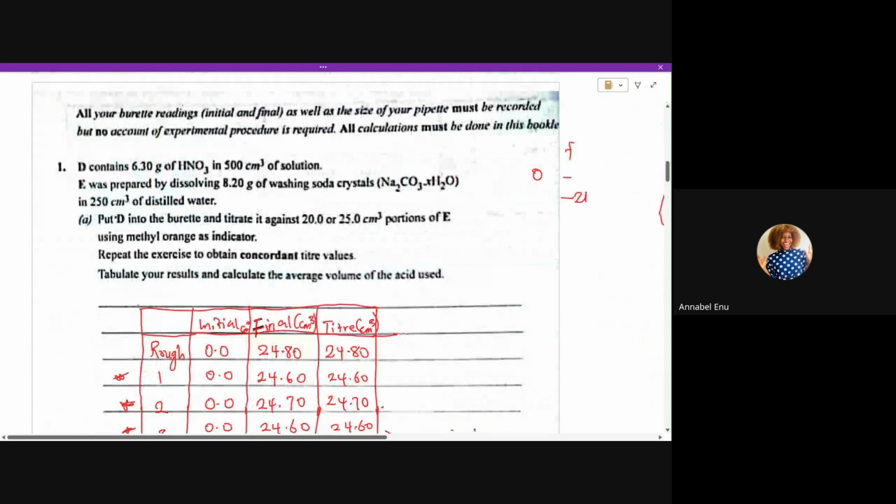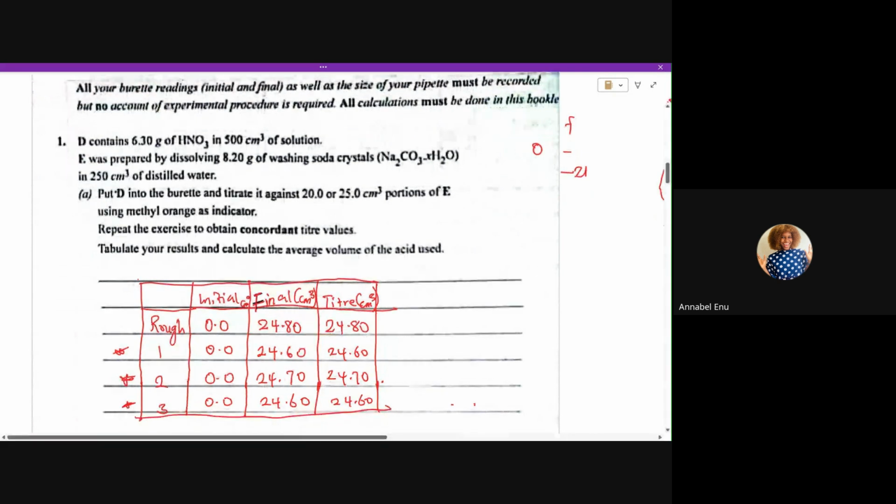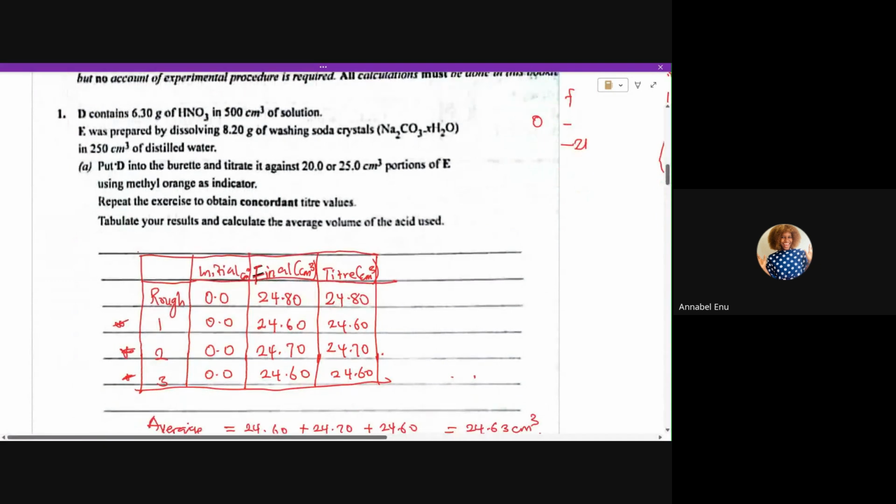When we come back here, we would see that we pipetted 25. Okay, let's assume we are going to be using a 25 centimeters cube pipette. So that will be the volume of our base. So the volume of our base, that's the volume of E, is going to be 25 centimeters cube.